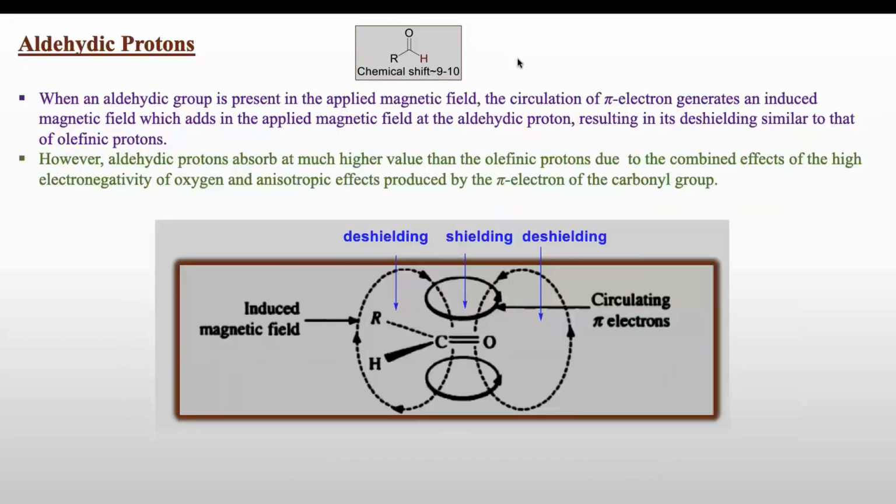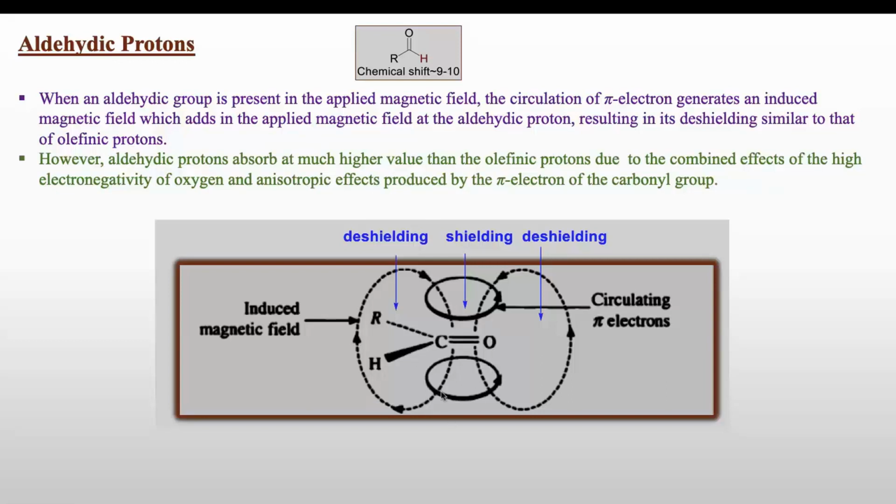Now in the case of the aldehydic proton, the aldehyde also has pi electrons. When an aldehydic group is present in the applied magnetic field, the circulation of pi electrons generates an induced magnetic field which adds to the applied magnetic field, like benzene protons or olefinic protons. But aldehydic protons come at 9 to 10 ppm, compared to alkene protons, which come at around 5 to 6 ppm.